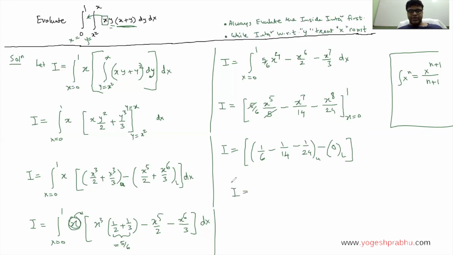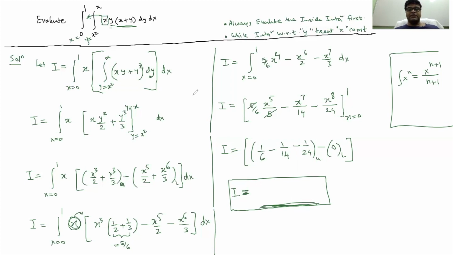And then you will get the final answer of I. Okay. And I hope I'm correct. I hope there is no mistake. But then you just have to do this number crunching. Find out 1 by 6 minus 1 by 14 minus 1 by 24. And you will get the final answer over here. Okay. But then I hope you followed the bigger picture, the more important things, which is how to deal with a double integration. That is what I tried to explain in this problem. Okay. And I hope you followed this.